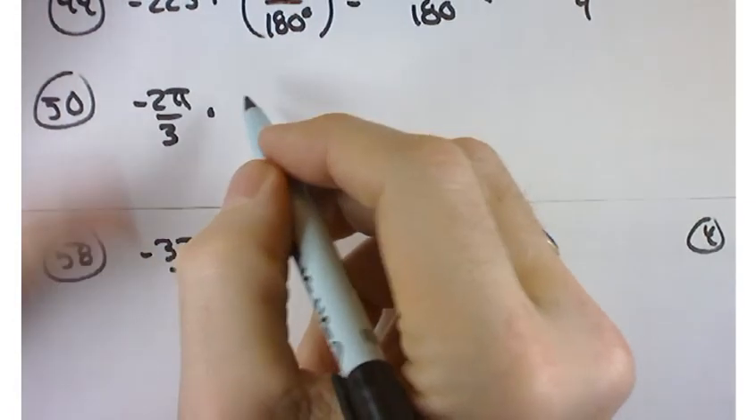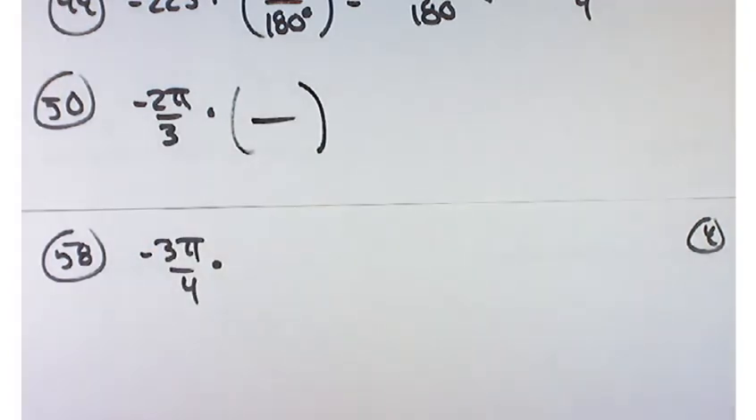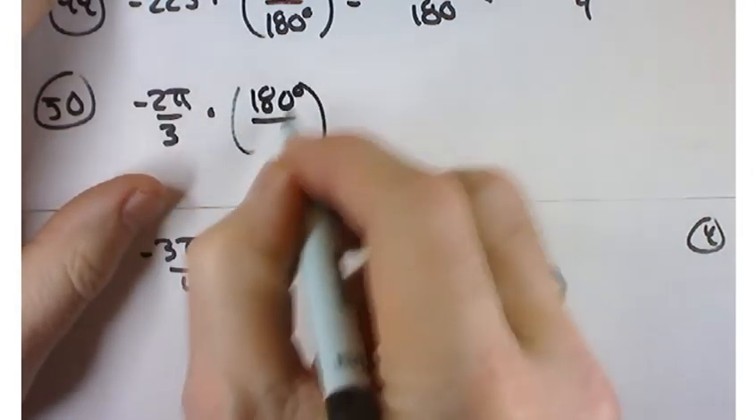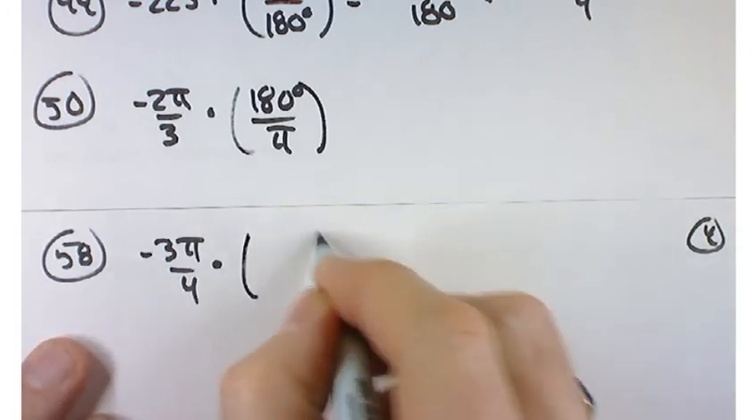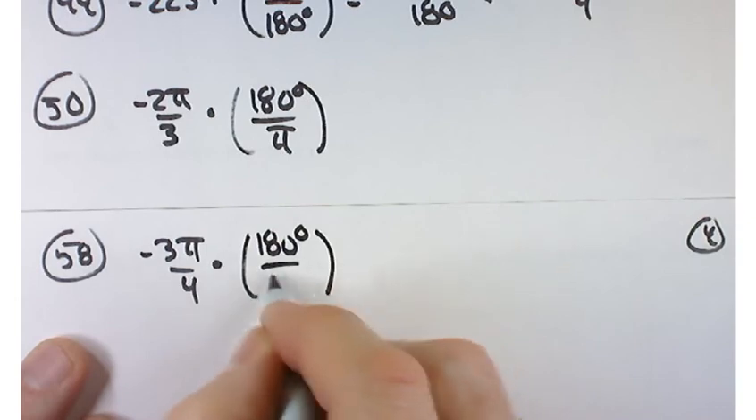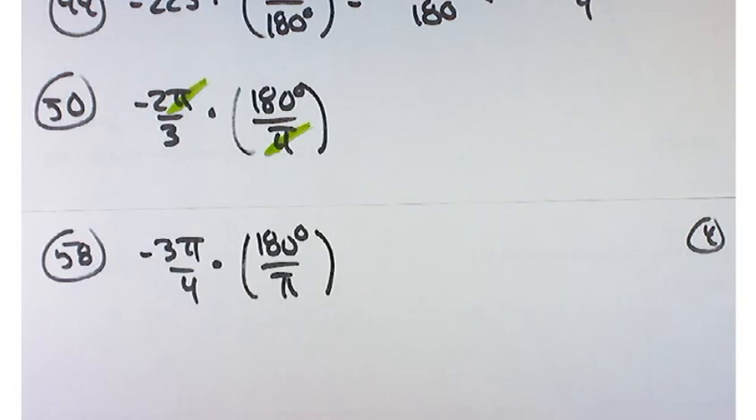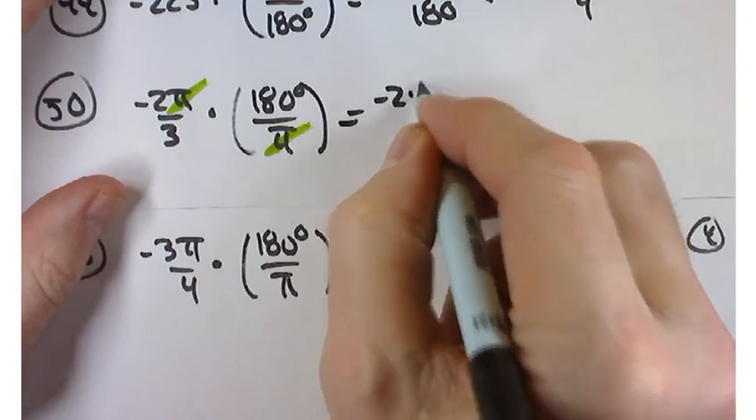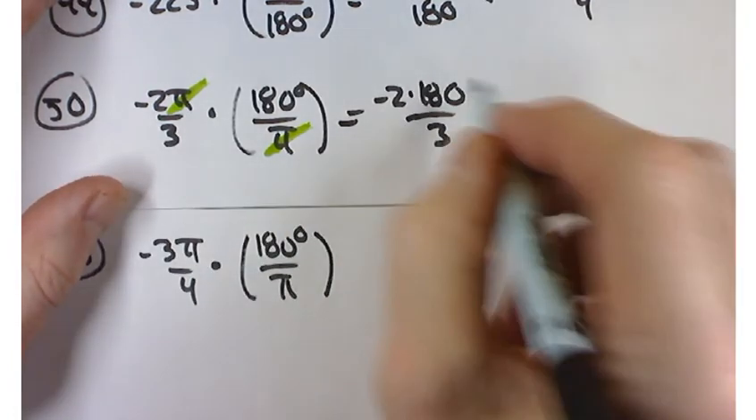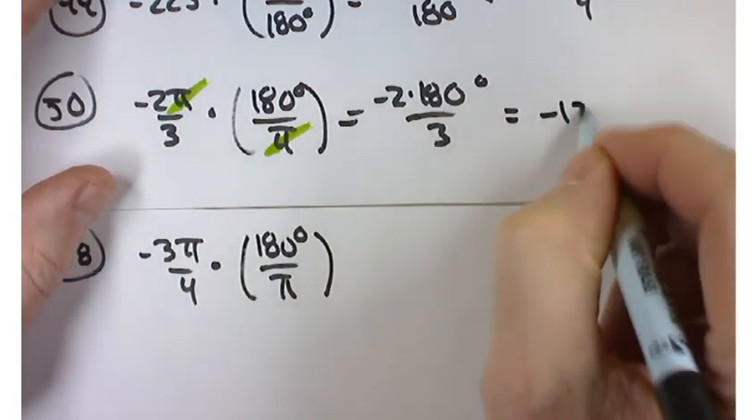Okay, so let's see. What are you going to multiply this time? What do you multiply by? 180 degrees over pi. And the nice thing is that the units of pi are going to cancel out. We'll do the same thing down here, 180 over pi. So units of pi are gone. That's nice. So you end up with negative 2 times 180 over 3, and that's going to be in units of degrees. So it's going to be what? Negative 120 in degrees.